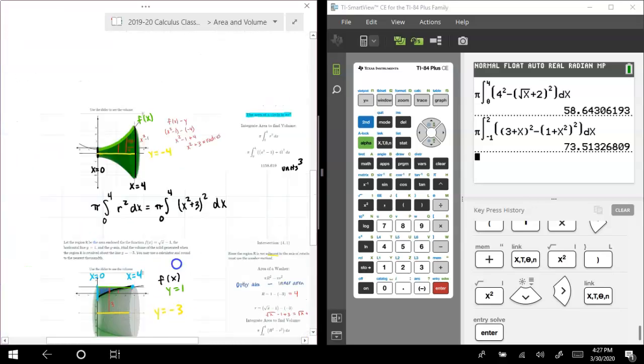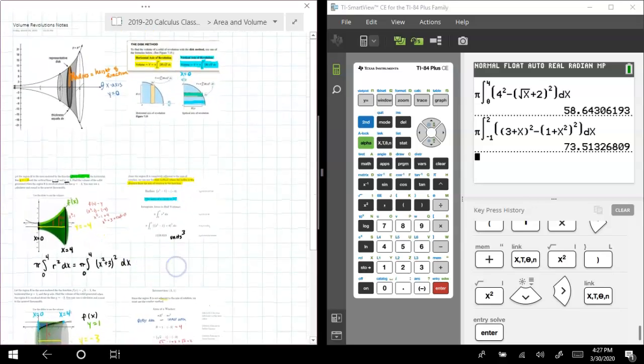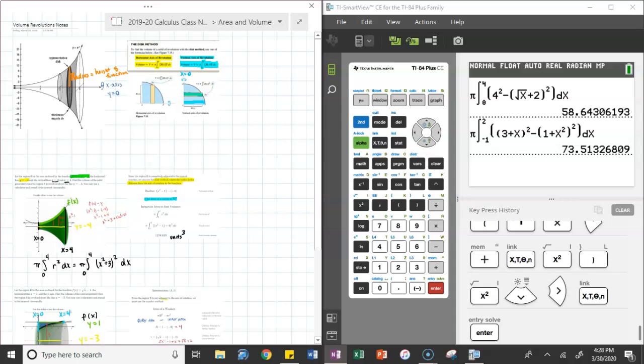And that concludes our lesson on volume when the shape is revolved around a vertical or horizontal line.